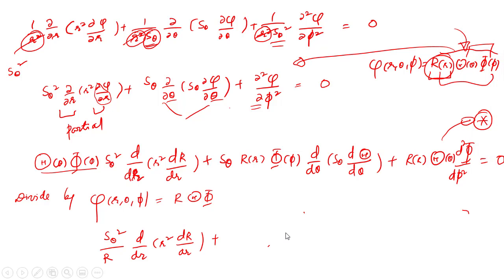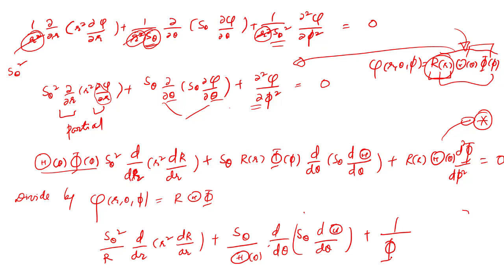here I would be getting sine theta divided by theta of theta, d by d theta of sine theta d theta by d theta, and here I would get 1 over phi d squared phi by d phi squared is equal to 0.